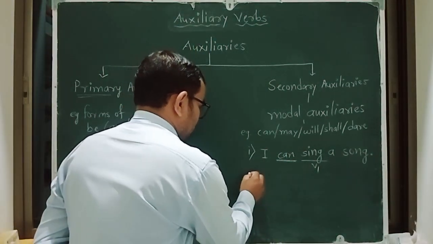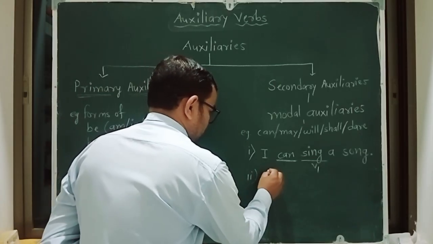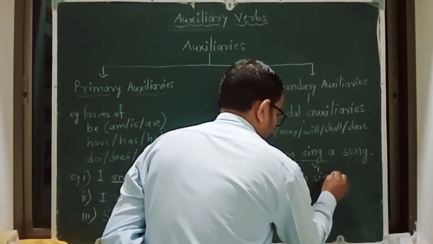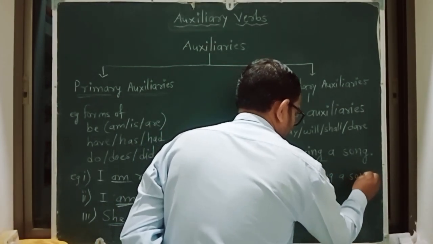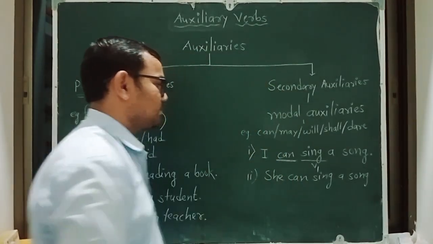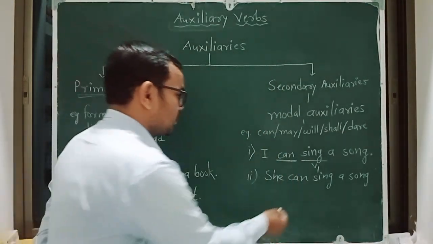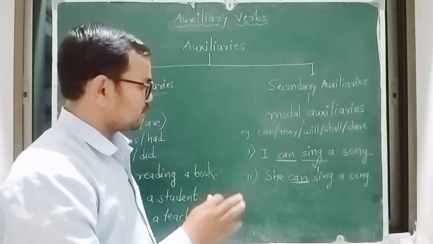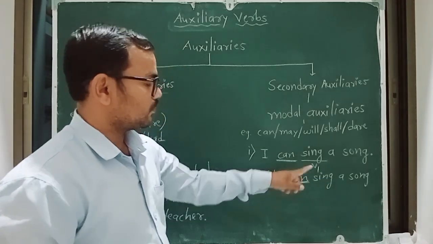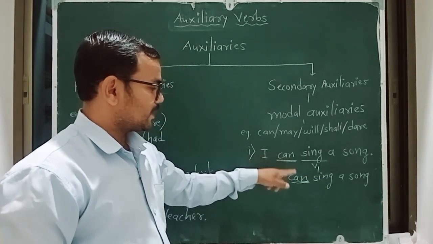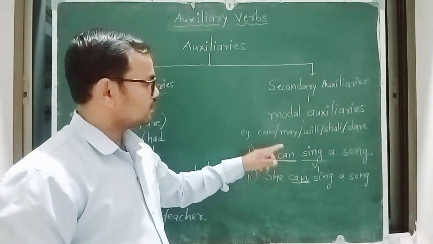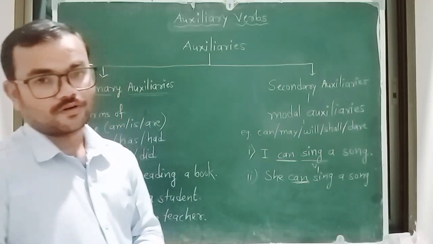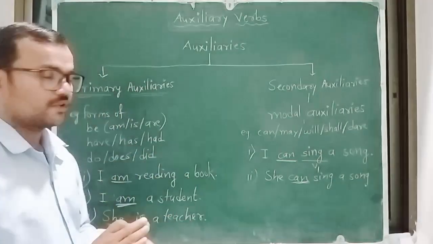So for example, over here I'll write, she can sing a song, right? So if you see these two examples, I can sing a song and she can sing a song, both the subjects are followed by a modal auxiliary, and these modal auxiliaries are followed again by the root form of the verb. So according to subject, they are not getting changed, right? So modal auxiliaries are always followed by the first form of the verb. So did you get my point?